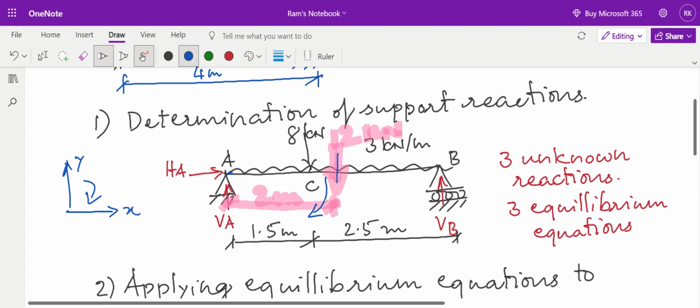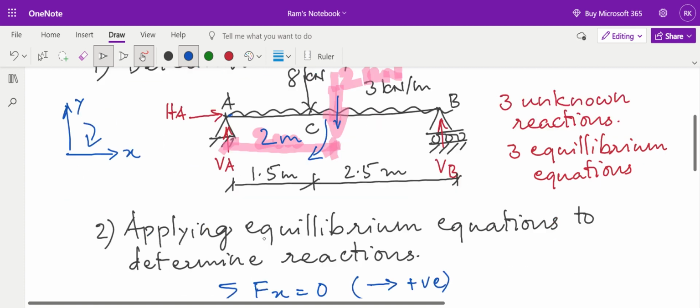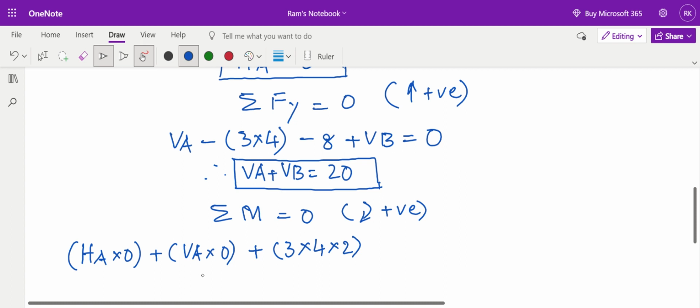This is the effective load 12 kilonewton, which is acting at a distance 2 meters from left hand side and 2 meters from right hand side. This UDL is supposed to act at the center, so 2 meter. So in that case, 12 into 2, so that is positive because it is acting in clockwise direction. So 3 into 4 into 2 acting in a clockwise direction.